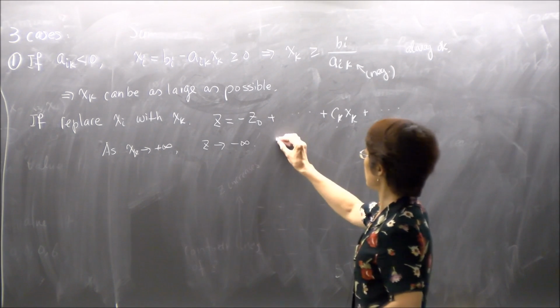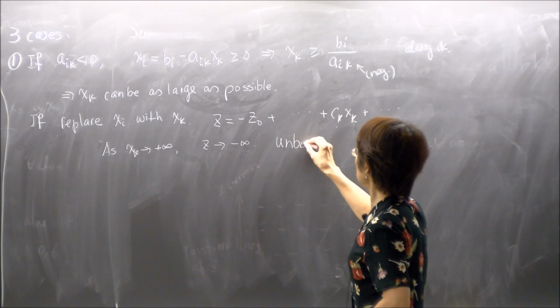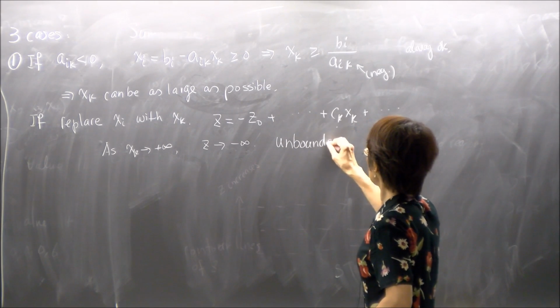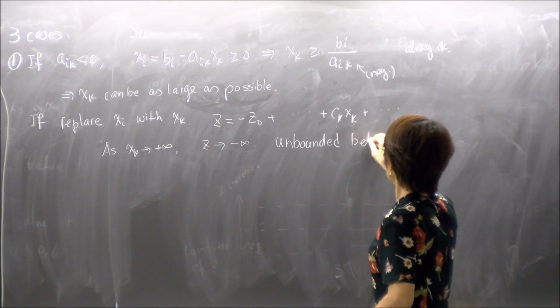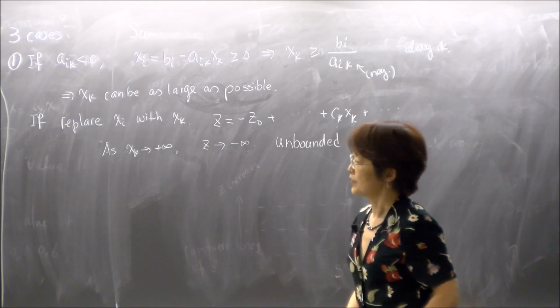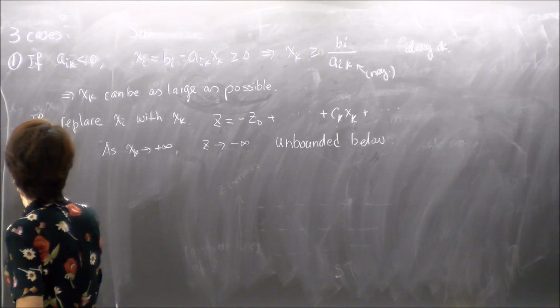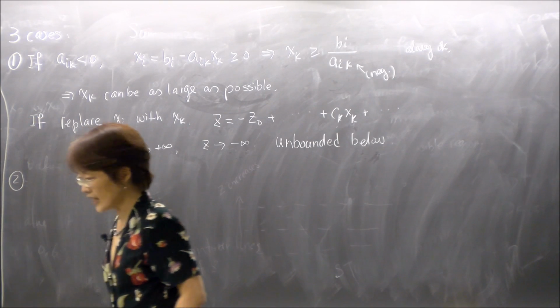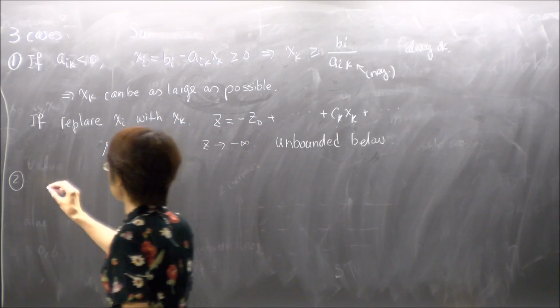So it's called unbounded below. Right, so that's one case. Now, the second case is actually very similar.